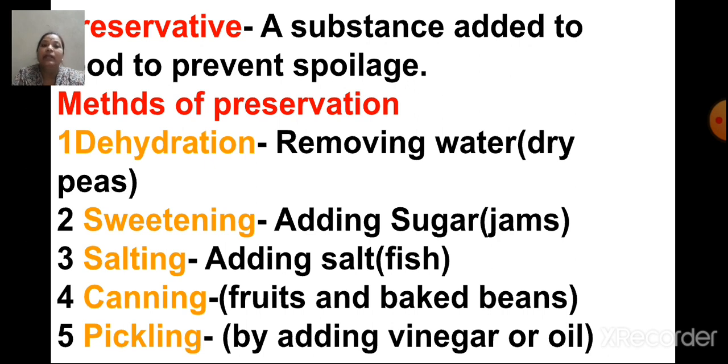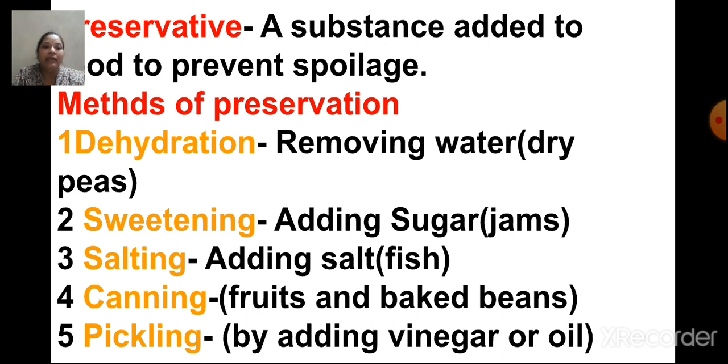Next is canning. In the process of canning, the food items are heated, and because of heating, the microorganisms die. And then the cans are vacuum packed so that nothing can enter inside the cans. Things like fruits and baked beans can be preserved by the method of canning.